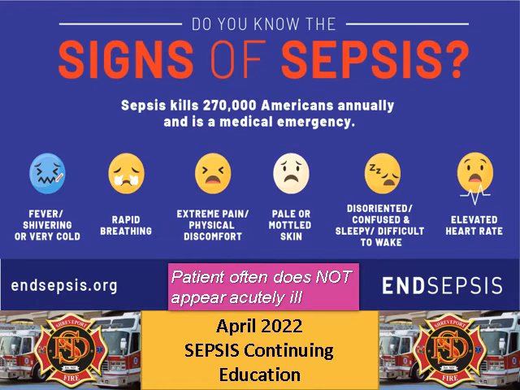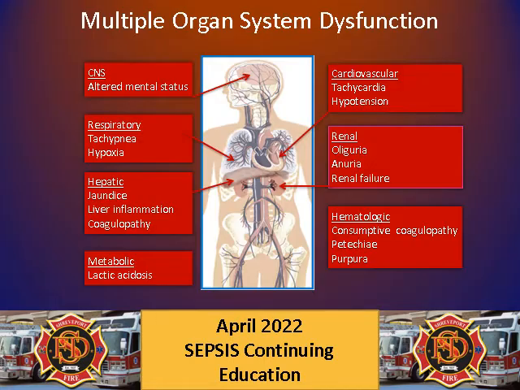So do you know the signs of sepsis? Well, I mean, we all do. It's fever or very cold, tachypnea, extreme pain or physical discomfort, if they're pale, disoriented, confused, difficult to wake, elevated heart rate. But the patient often doesn't appear acutely ill at the beginning. They're compensating. And so after the compensation ends, well, they end, and we're in serious trouble.